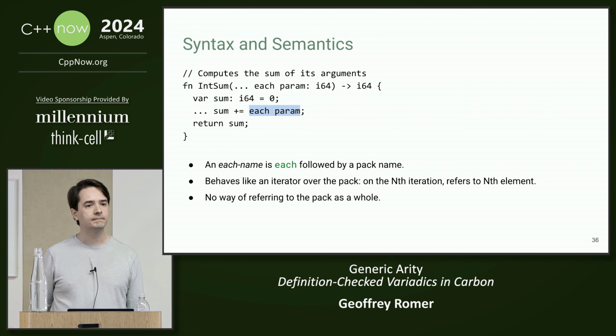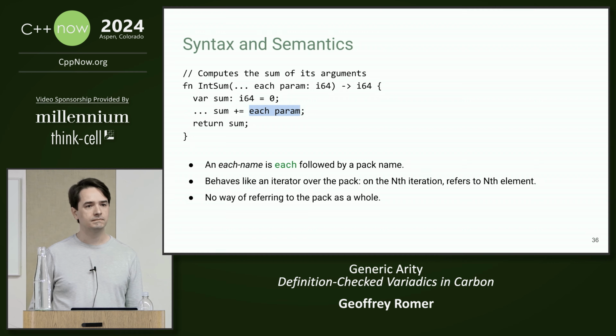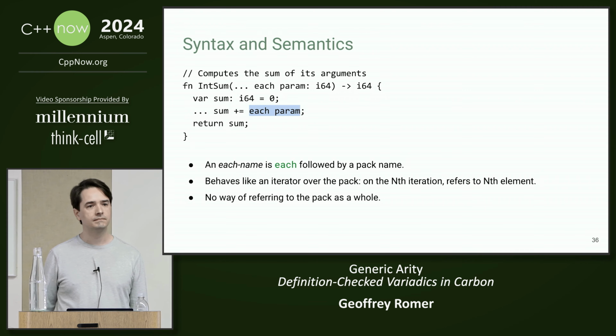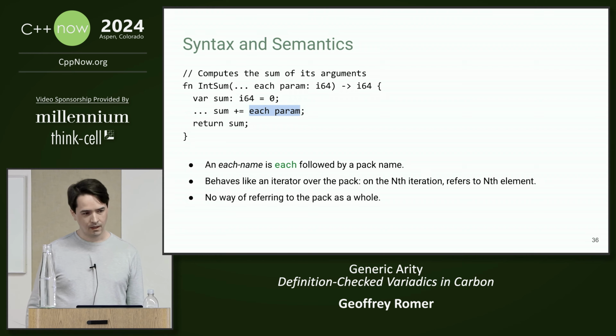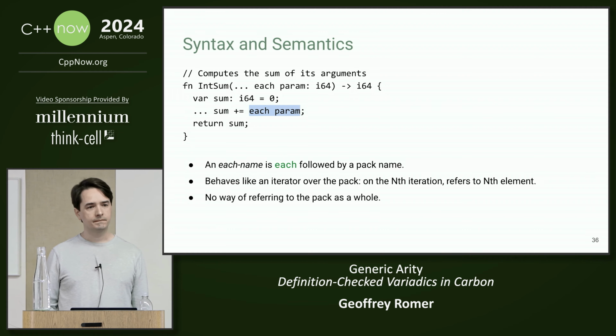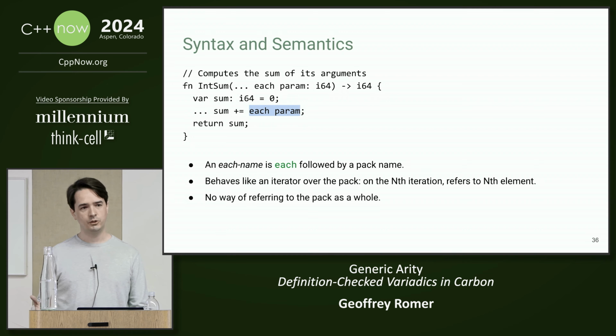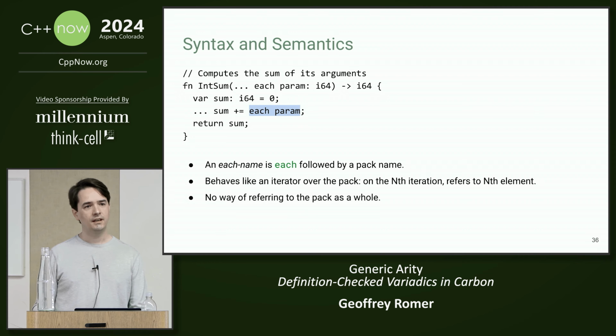Two questions. One of them is, I assume that if I wanted to use each param twice, say to add them both together, I could do that by just writing each param plus each param, and it would be essentially referencing it twice. Yes, exactly. And then you mentioned that you can't use it without the each. Are you able to pass param as an argument to another function? So sort of taking that param pack and just pushing it down to others? Or do you have to unroll it first, roll it up again, and pass it down? You have to basically unpack it into a parameter list.